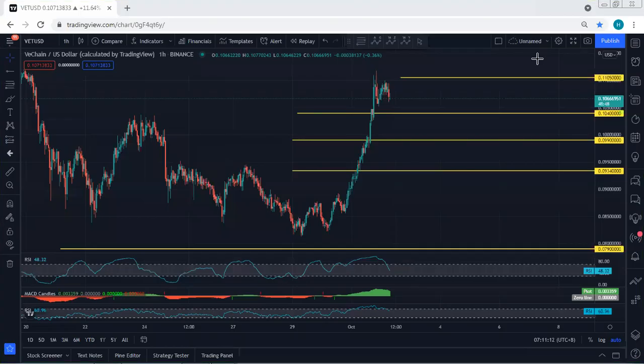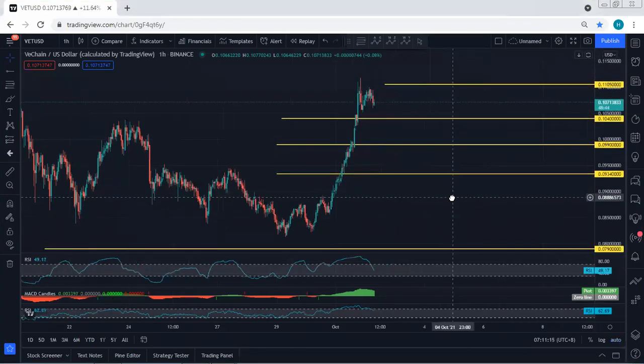We start with the 1 hour chart. I just want to give a quick update. If you refer to my last analysis, after we saw the breakout of 0.104, I mentioned we were expecting to see the correction, and this is what we got. Now we want to see what's next.